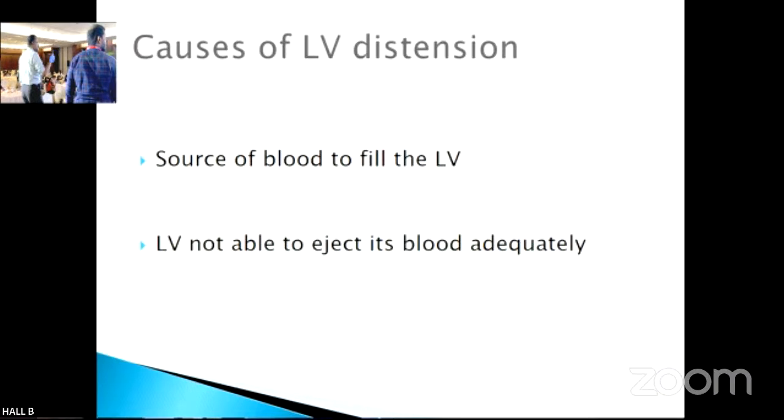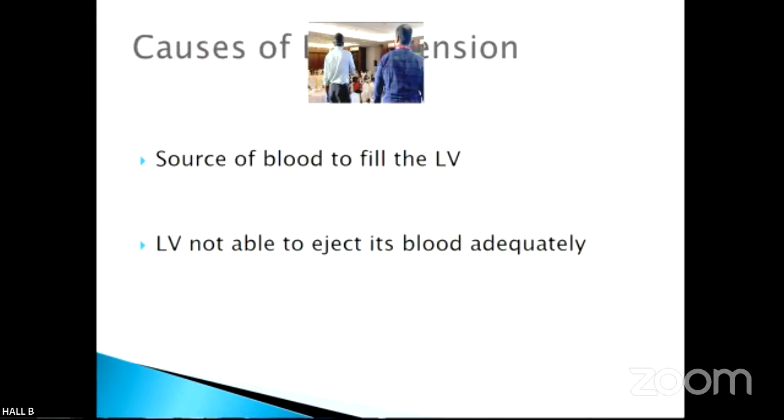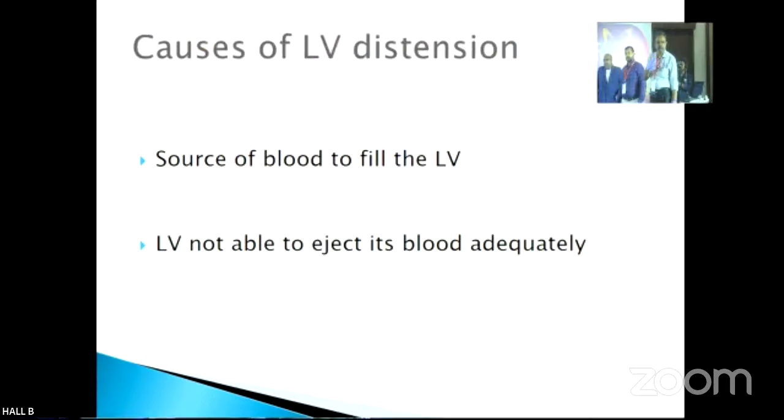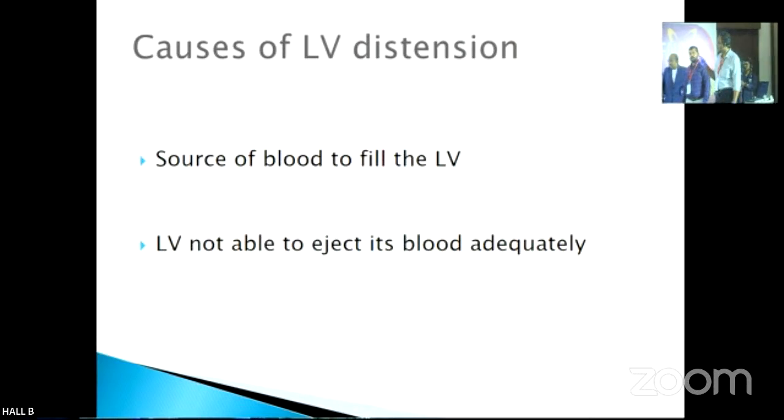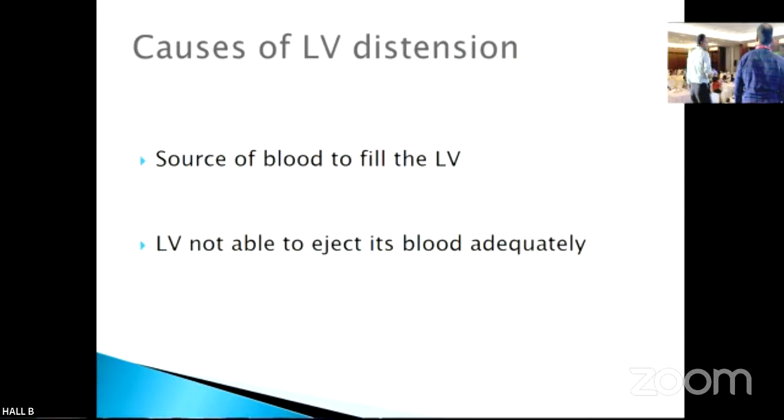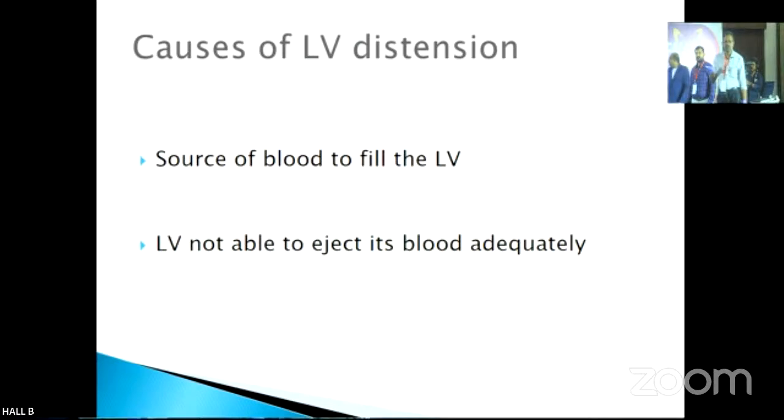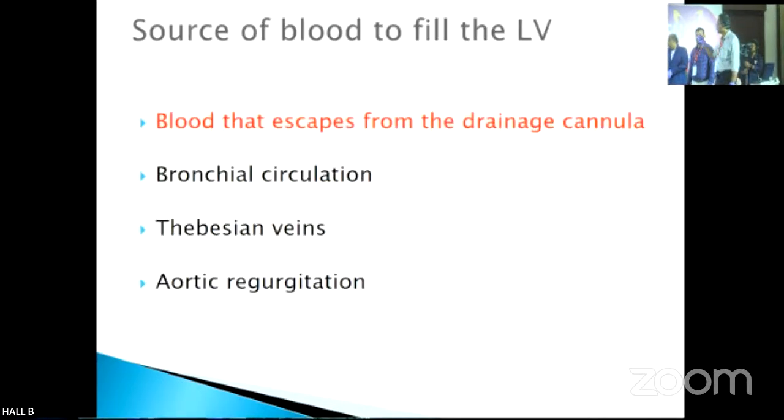The cause of LV distension is the source of blood in the heart. Whatever blood you are sucking out to the ECMO, the remaining blood enters the heart that it is not able to eject. So that is accumulating inside the heart. So the main source of LV distension is blood that escapes the suction by the ECMO machine. That is the main cause.